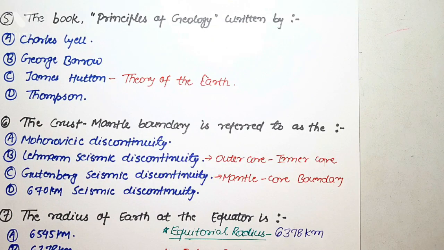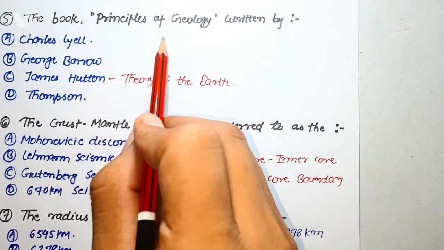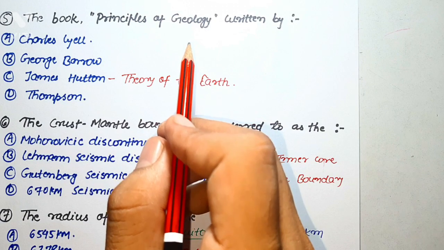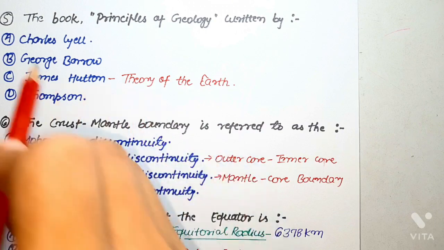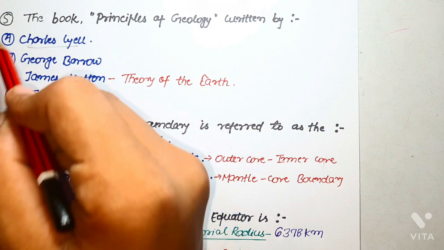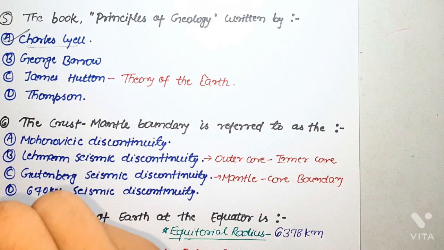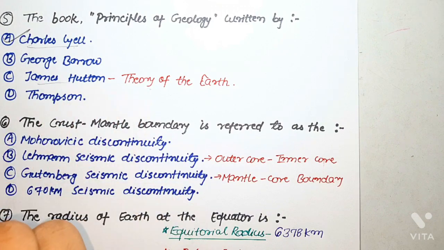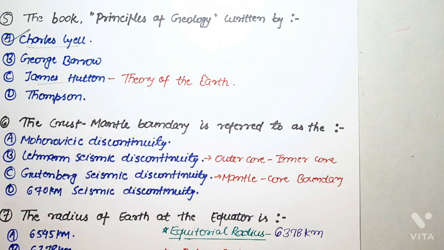Next question says, the book Principles of Geology is written by. So, Principles of Geology is an attempt to explain the changes of Earth's surface that took place earlier, and it is written by Scottish geologist Charles Lyell. That was first published in 3 volumes from 1830 to 1833. So, the book Principles of Geology is written by Charles Lyell, while James Hutton wrote the book The Theory of the Earth approximately 50 to 70 years earlier than Charles Lyell. So, the book written by James Hutton is Theory of the Earth, while Charles Lyell wrote the book Principles of Geology.